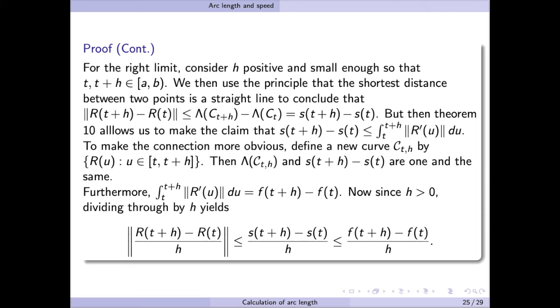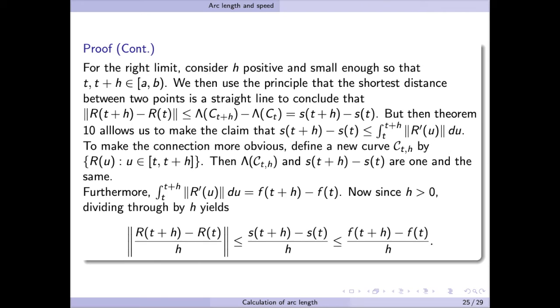Therefore, we can state for a fact that s of t plus h minus s of t is less than or equal to the integral from t to t plus h of the norm of R prime of u. Furthermore, the integral from t to t plus h of the norm of R prime of u equals f of t plus h minus f of t by the definition of the function f.